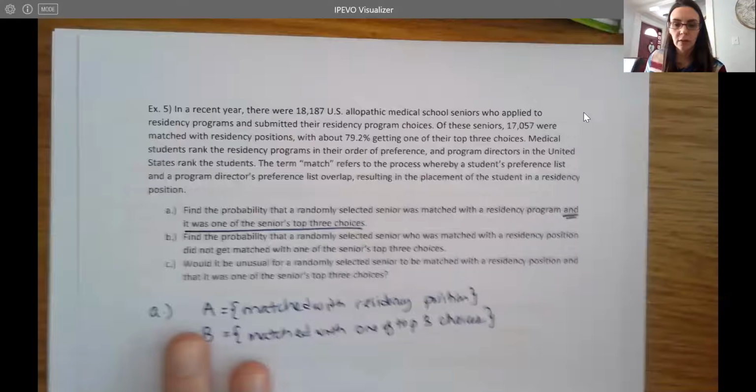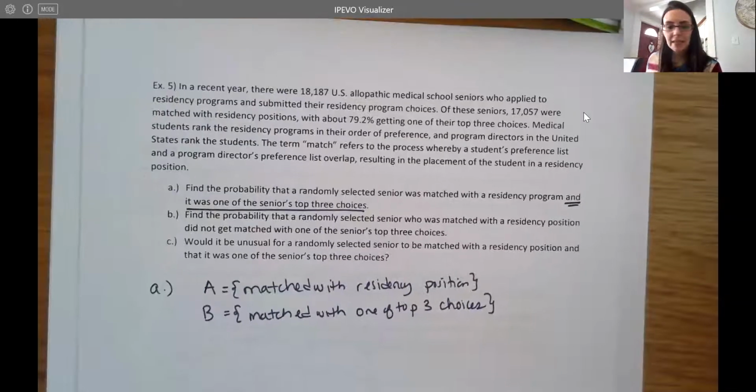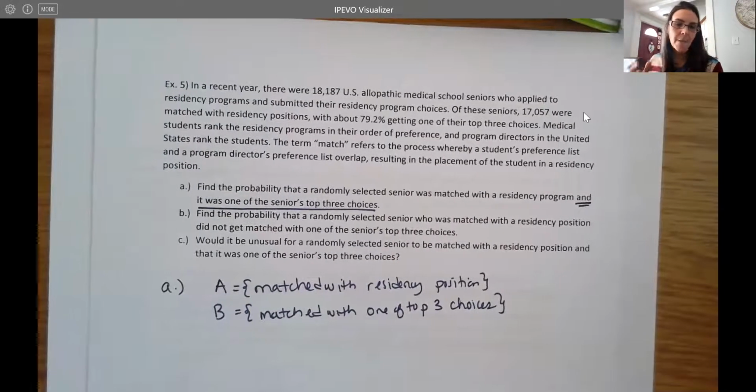Okay, sorry about that. I just wanted to write some of our sets down. So let's let A be the set matched with the residency position and B be, not the set, but the event matched with one of the student's top 3 choices. So we have 2 ideas here. First of all, did the student actually get a residency position? Because not everybody did. And 2, did they get one of their top 3 choices?